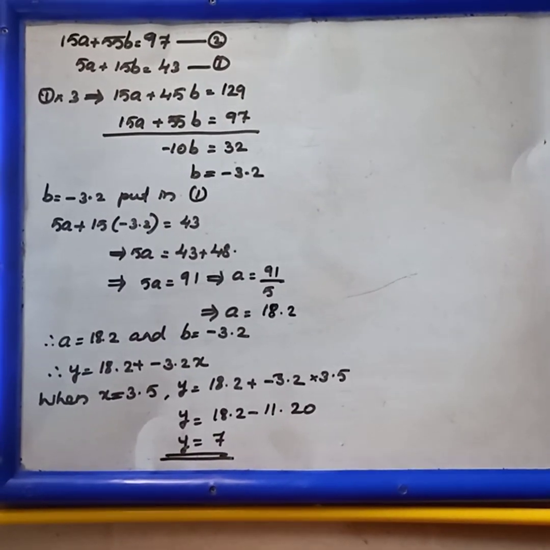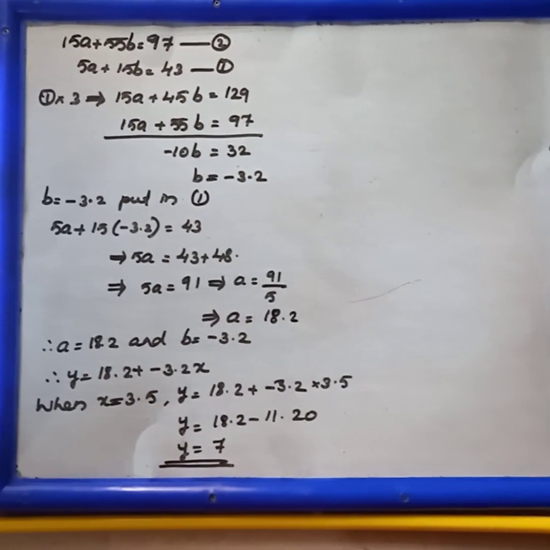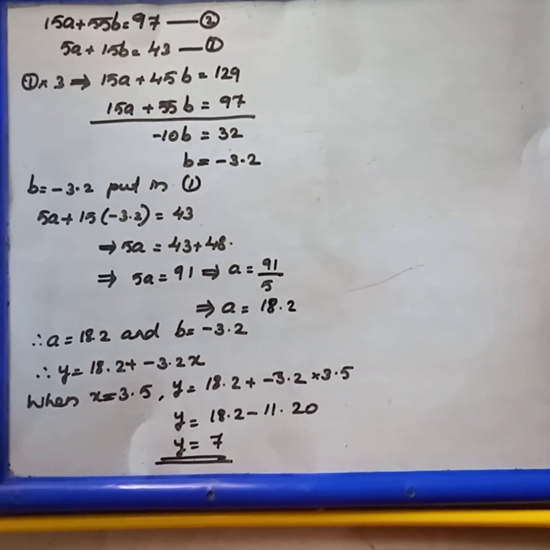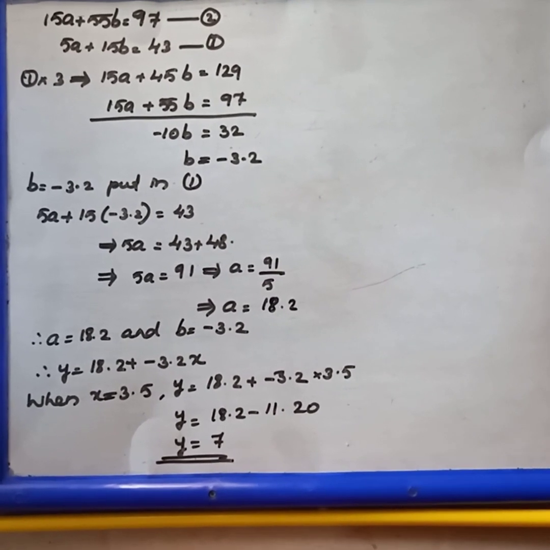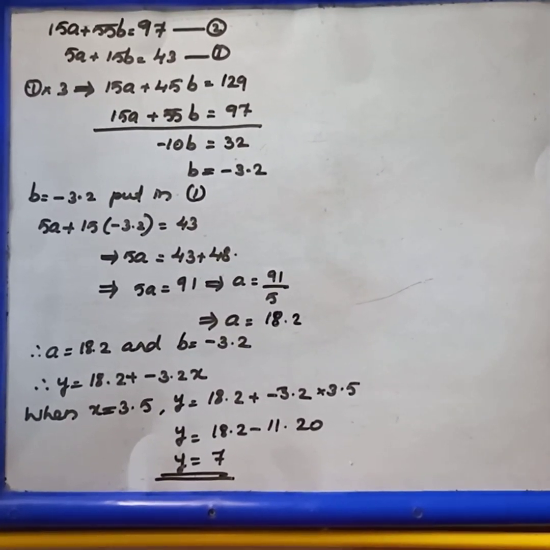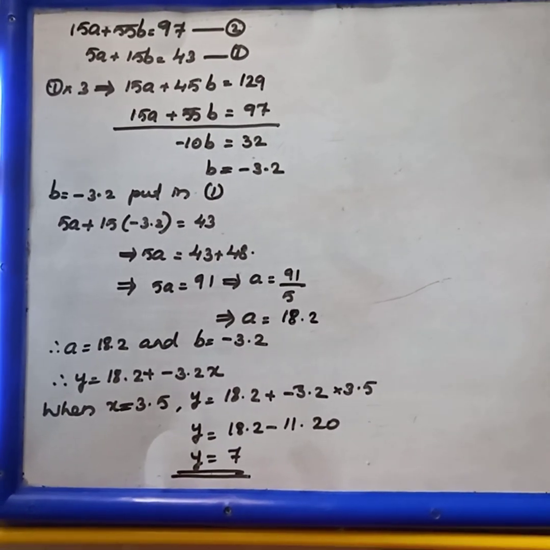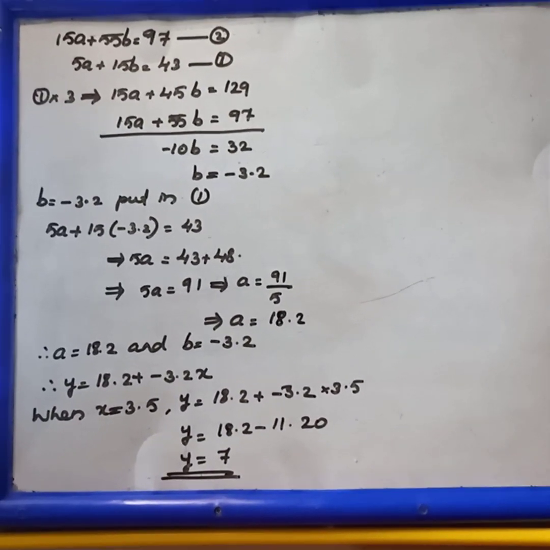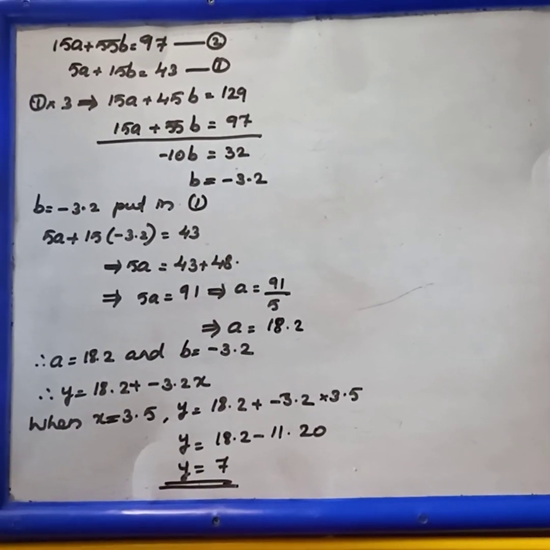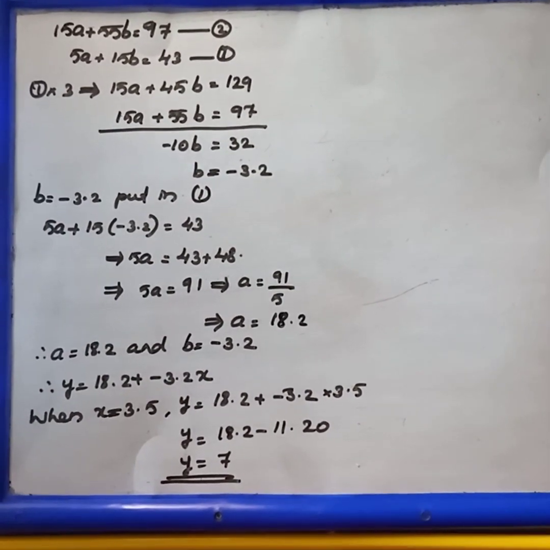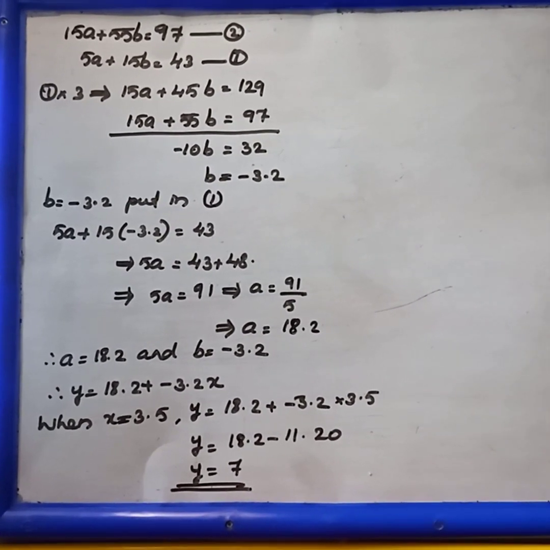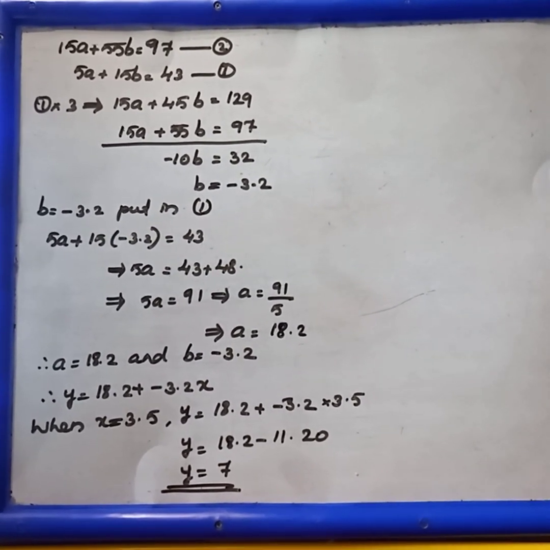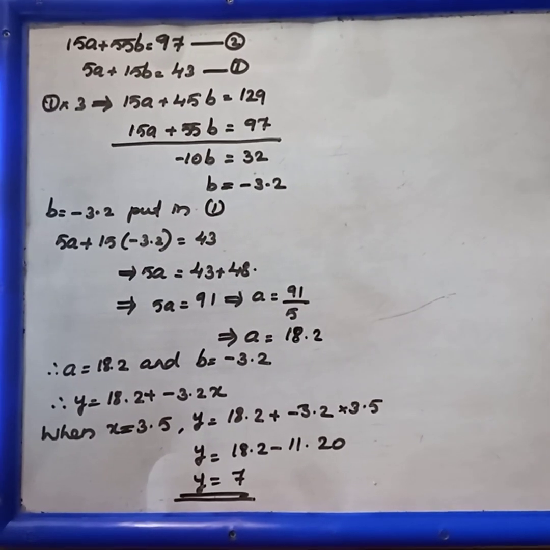We get two equations: 5a plus 15b is equal to 43 and 15a plus 55b is equal to 97. Equation 1 into 3 gives 15a plus 45b is equal to 129. Then 15a plus 55b is equal to 97. Solving these two equations, subtracting, equation 1 minus 2 gives minus 10b is equal to 32. b is equal to minus 3.2.